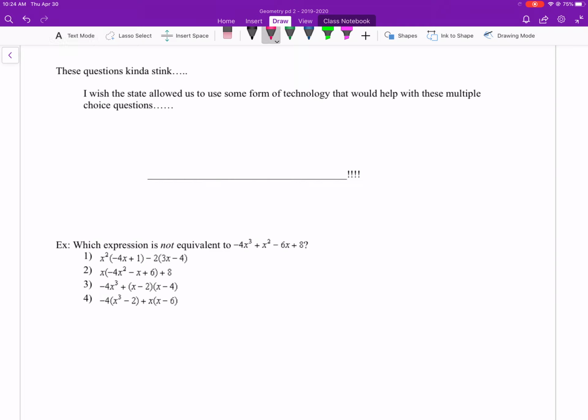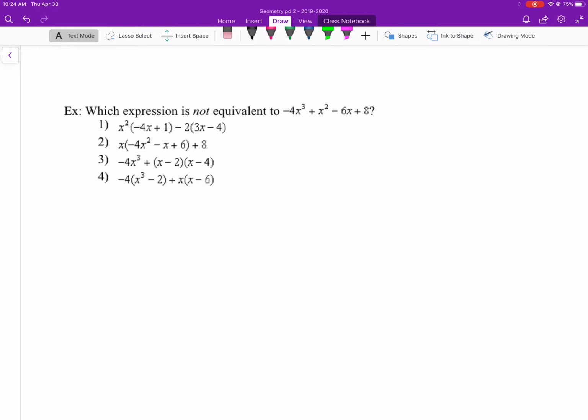Hopefully you're thinking about something I really encourage you to use here and there throughout the year. GeoGebra can help you guys, if nothing else, a way to check your answer. So you see this right here. It's saying which expression is not equivalent to negative 4x cubed plus x squared minus 6x plus 8. As you throw this in GeoGebra, it's going to give you a graph. And then you throw in all your answer choices, it's going to give you a graph. If it's the same graph, it's equivalent. If it's a different graph, then it's not equivalent.